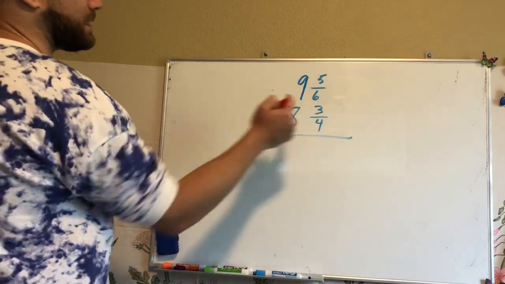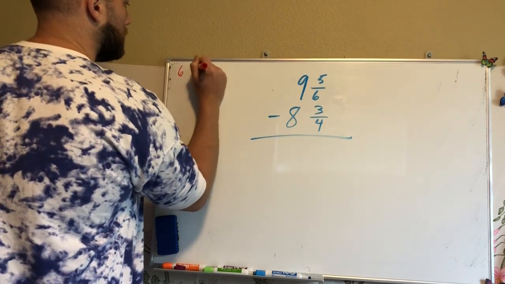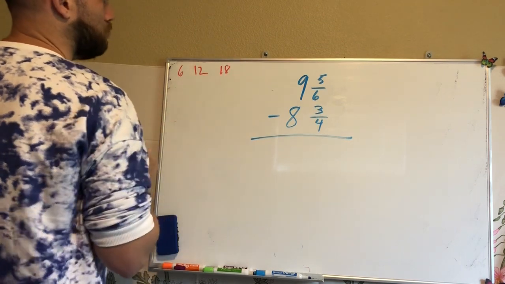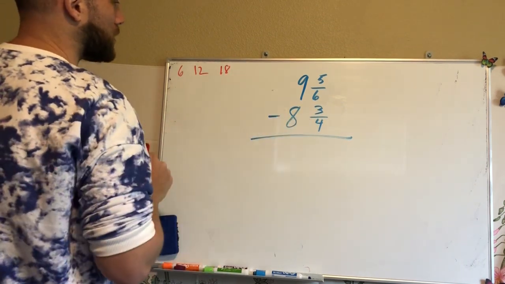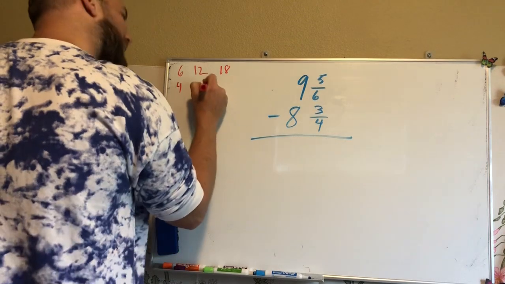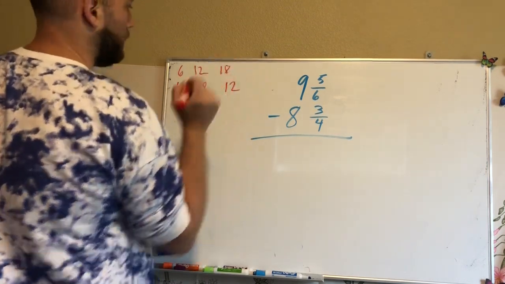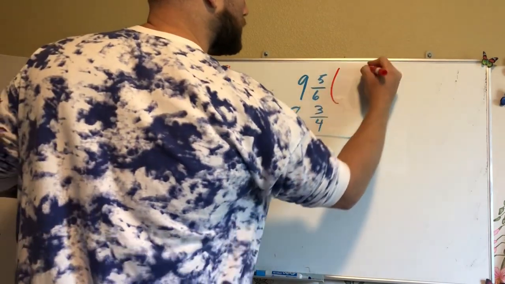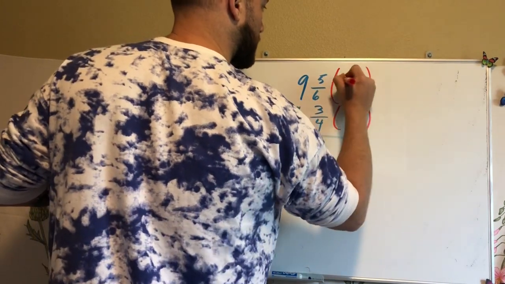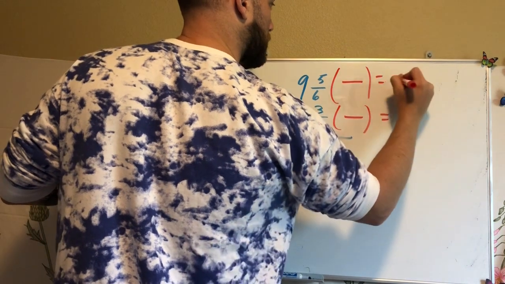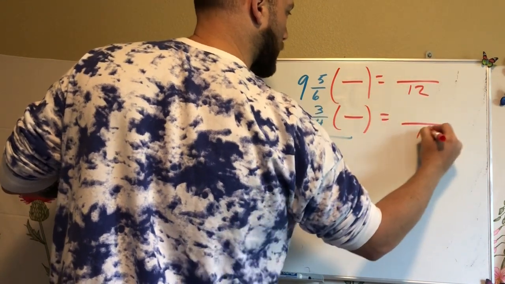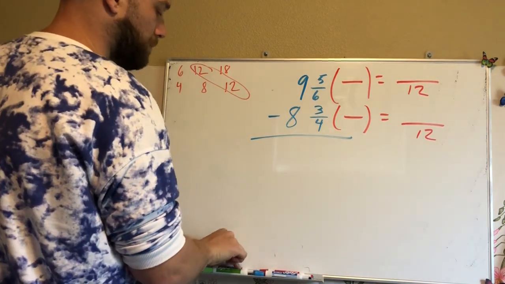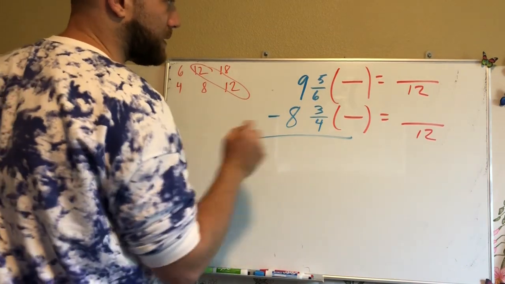So we need to set that up. Let's count out. 6, 12, 18. We'll stop there. Let's go with 4s. 4, 8, 12. What do they both have? 12. So, we're going to keep these with a denominator of 12. Easy peasy lemon squeezy.